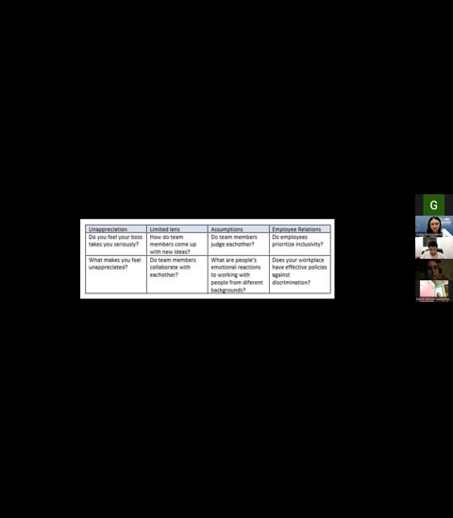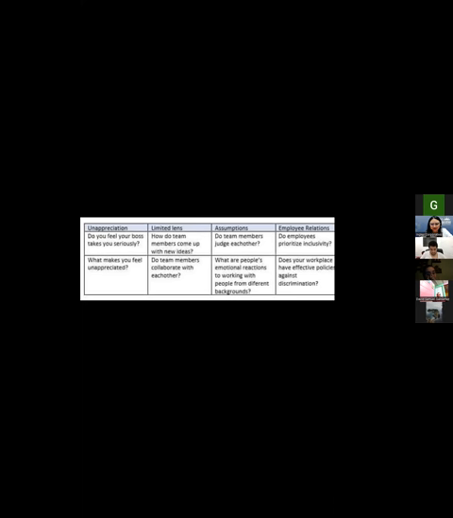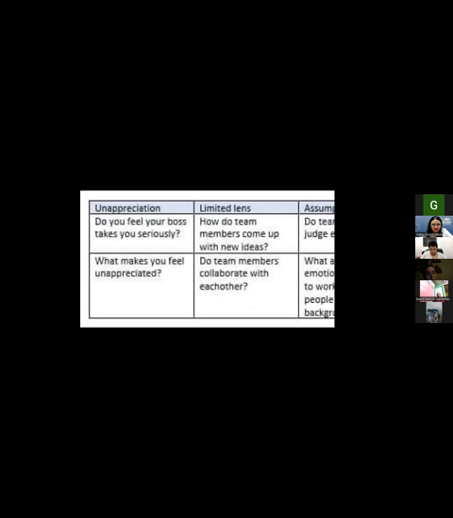Okay, so we talked about four topics. Can you see the screen, the picture? It's too small. You can zoom. Can you see the picture? There you go. Yes.